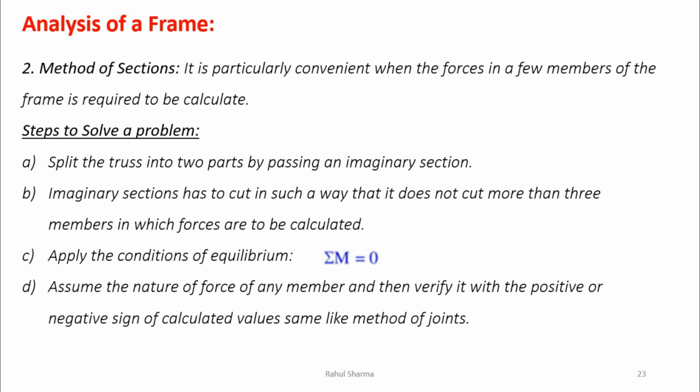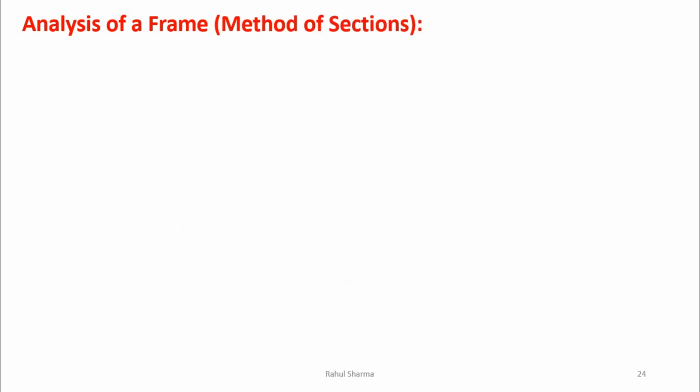Then we assume the nature of force in any member, same as in the method of joint. After assuming, if we get a positive value of force, it means the nature of force which we assumed is correct. If the value of force comes negative, then we have to change the nature of force for the same value of force. Again I'm telling you, I have solved a number of numericals in video form. You can watch those for more clarity.